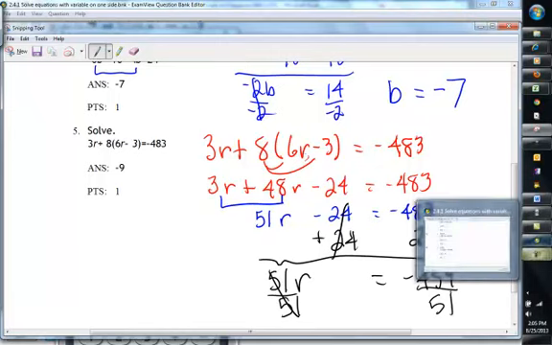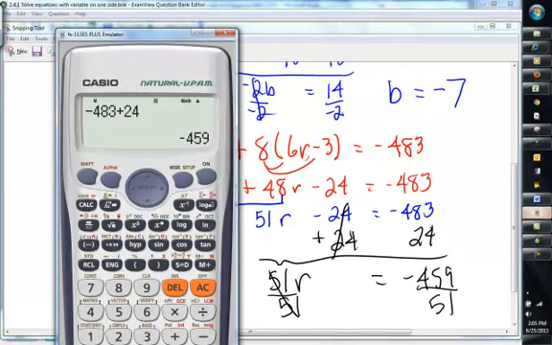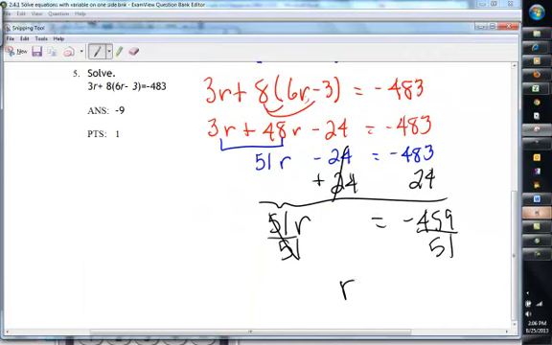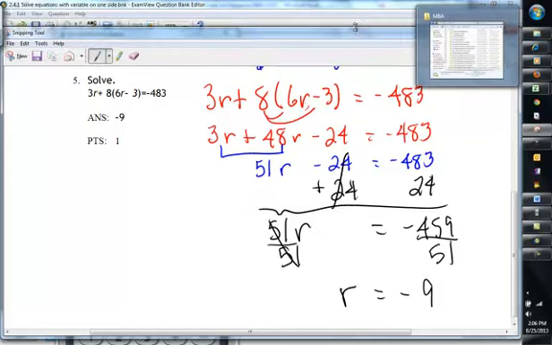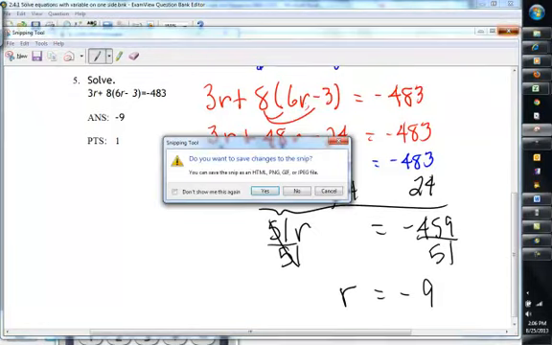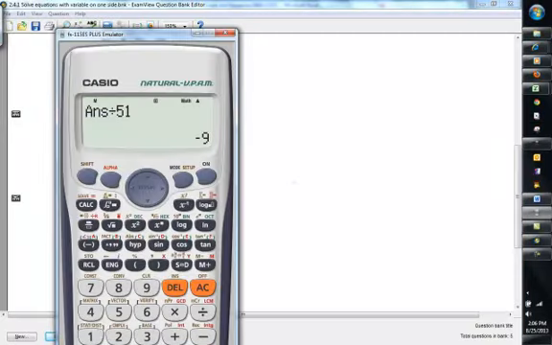So, okay, take out our calculator, take our answer divided by 51, and we get negative 9. So we would write r equals negative 9. So this is how you use both properties, multiplication and division, in section 2.4.